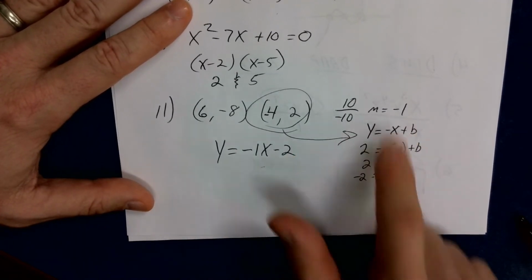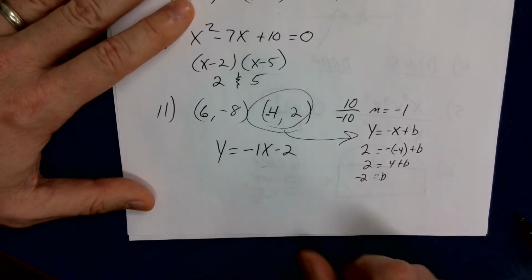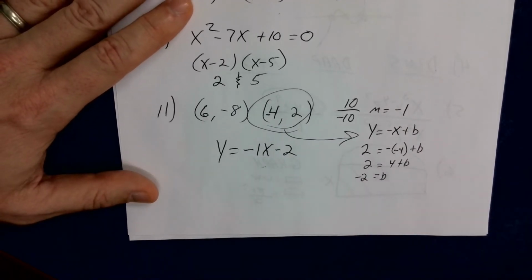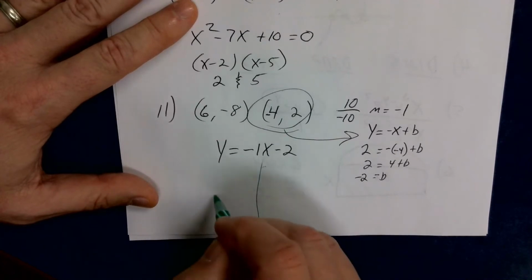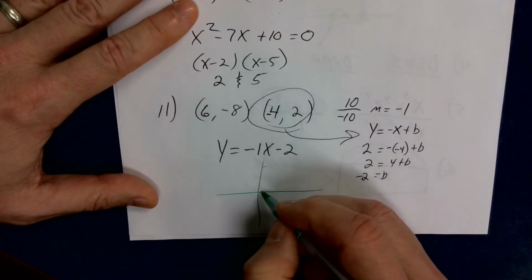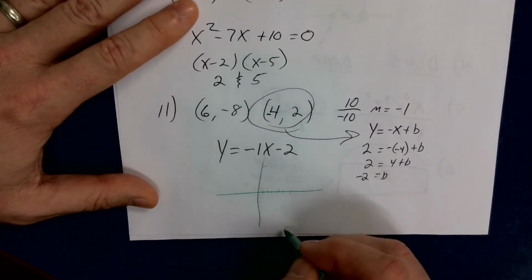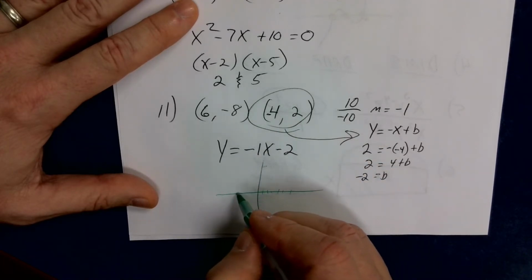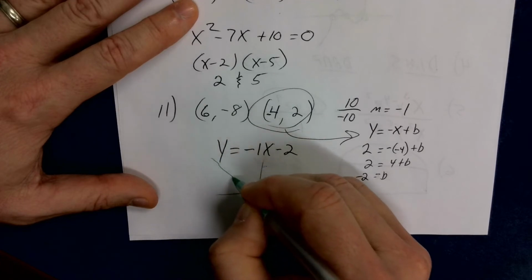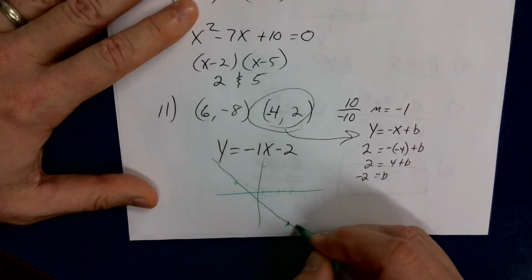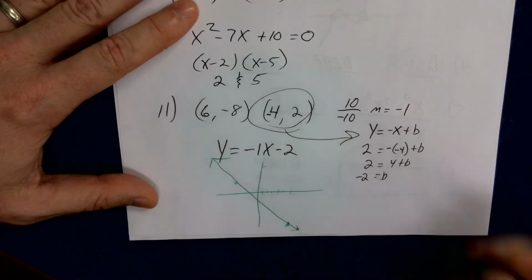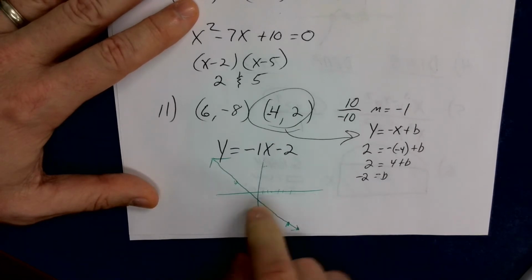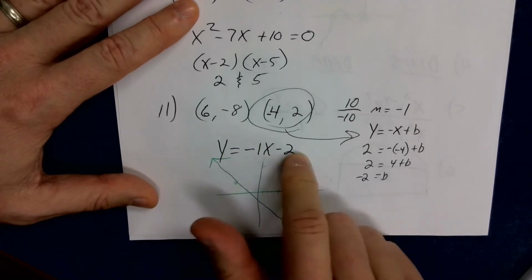So hopefully that followed as you went through there. There's your line. Now, again, it doesn't take me but a few seconds to do this. 6, negative 8, 1, 2, 3, 4, 5, 6, negative 8, that's way down here, and negative 4, 2, and there's my line. That's just my quick sketch of my line. So I ask you, does that make sense?